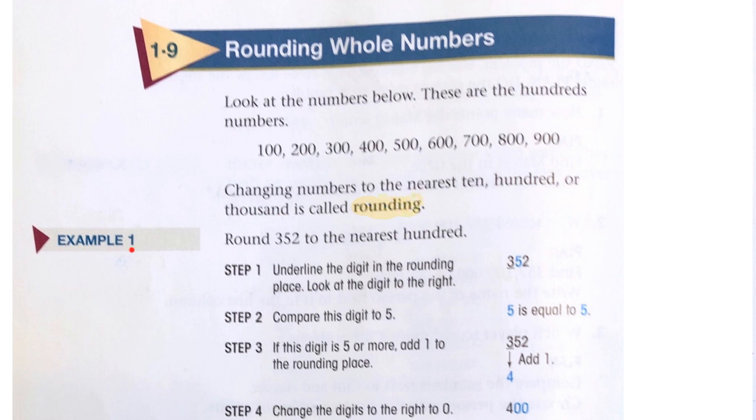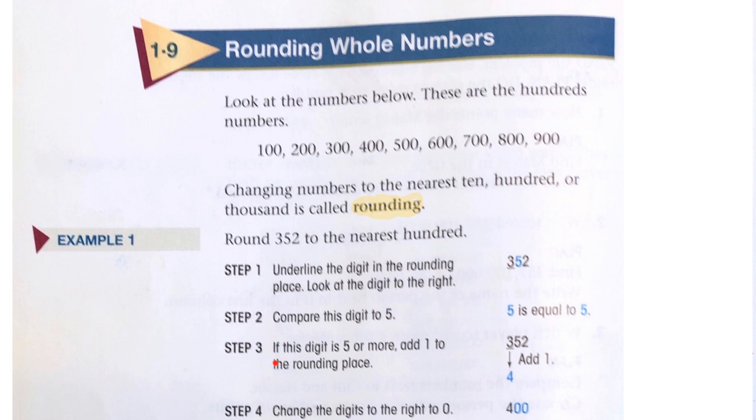Example 1. Round 352 to the nearest 100. Step 1. Underline the digit in the rounding place and look at the digit to the right. So 3 is what we're trying to round the nearest 100 to, so that gets underlined. The digit to the right is 5, and that's why it's blue. Step 2. Compare this digit to 5. 5 is equal to 5.